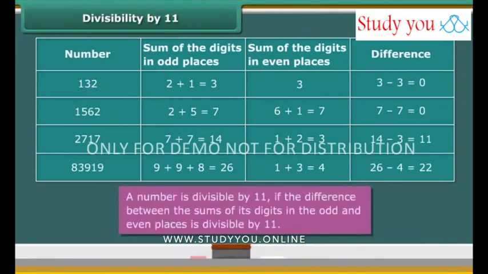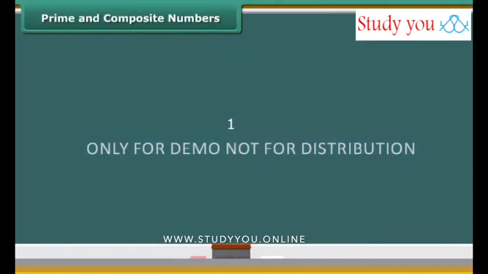A number is divisible by 11 if the difference between the sums of its digits in the odd and even places is divisible by 11. Look at number 1. It has only one factor, the number 1 itself. 1 is a unique number.